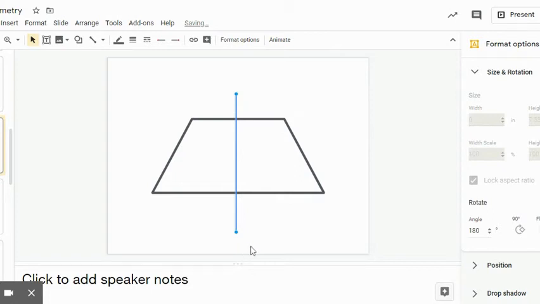What if I folded the shape over the blue line? What if I folded the left half over the right half? Yes, this is a line of symmetry, and I might not have it exactly in the middle. It has to be exact. So there's one line of symmetry in this shape.